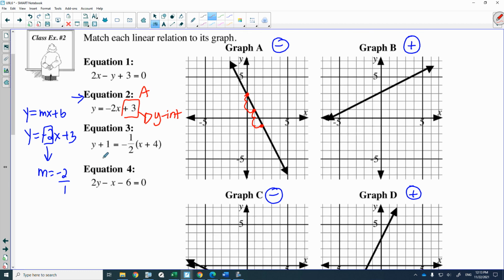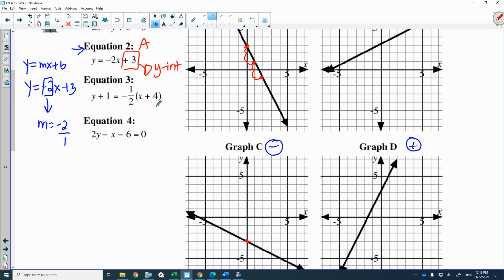Let's do equation 3 next. If this was a test and I was matching, I would do that one first because there's no work to be done there, right? It's in slope y-intercept. Let's do equation 3 because we could pick out this. Hopefully you see this is in slope point form. Y minus y1 is equal to the slope x minus x1.